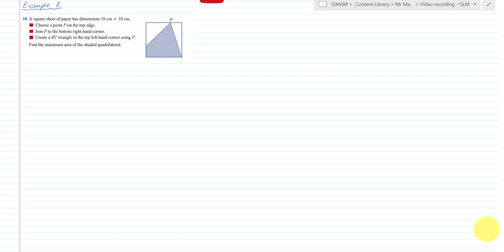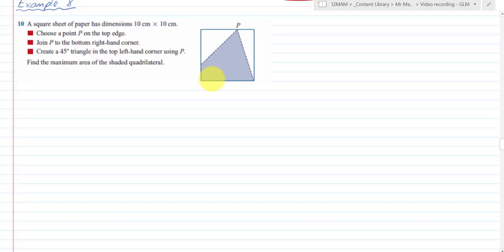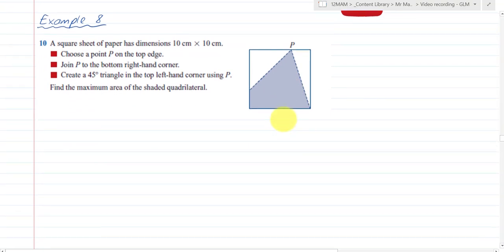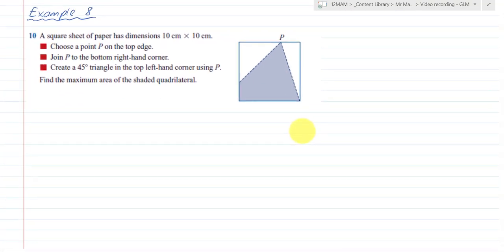In this video we're going to continue looking at examples, and in this case another measurement example. So I'll just zoom in on this a little bit and you can see that in example 8, my apologies, we're being asked to maximize an area that is shaded in a given diagram.